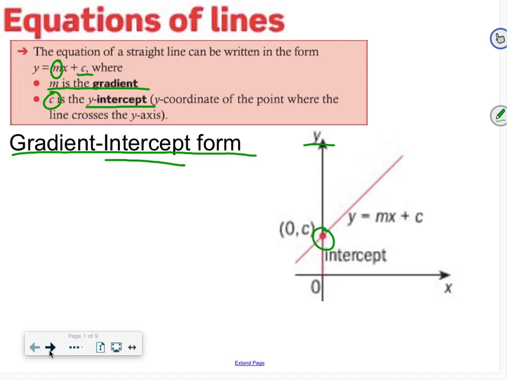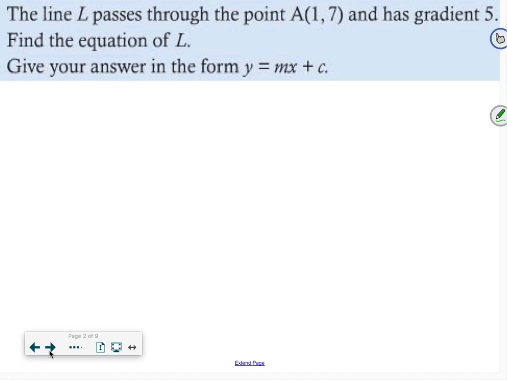Okay, so in an example here, if we have a line L passes through the point A(1, 7) and has a gradient of 5, find the equation of L, give your answer in the form y equals mx plus c. So remember, equation of a line is just giving you a solution set of points that satisfy a single linear condition. Okay, so given that my gradient is 5, I can go ahead and plug that in as my m. So what I get is y equals 5x plus c.